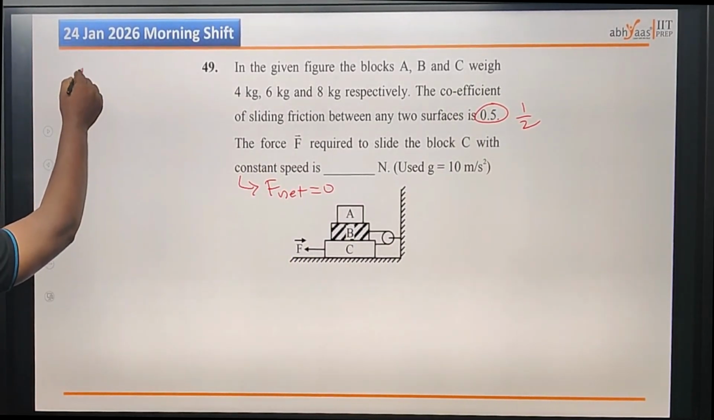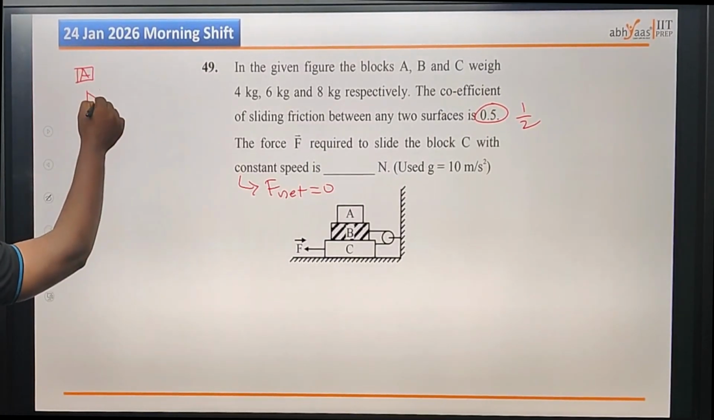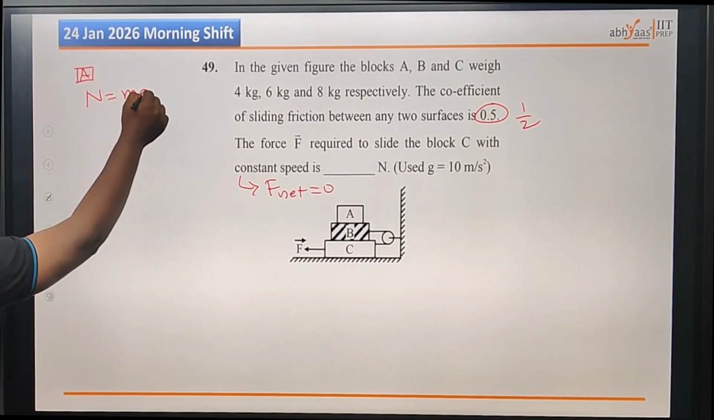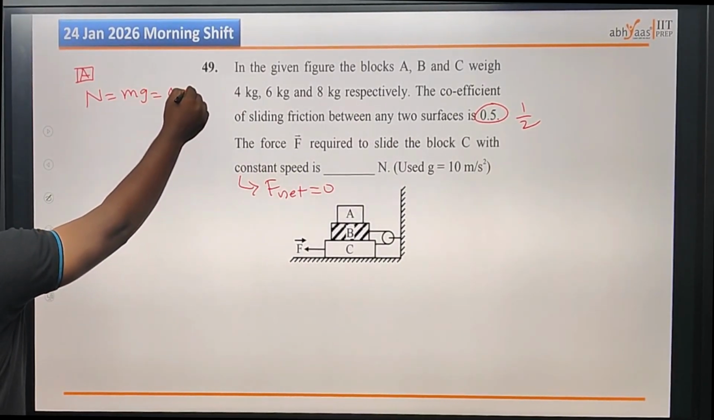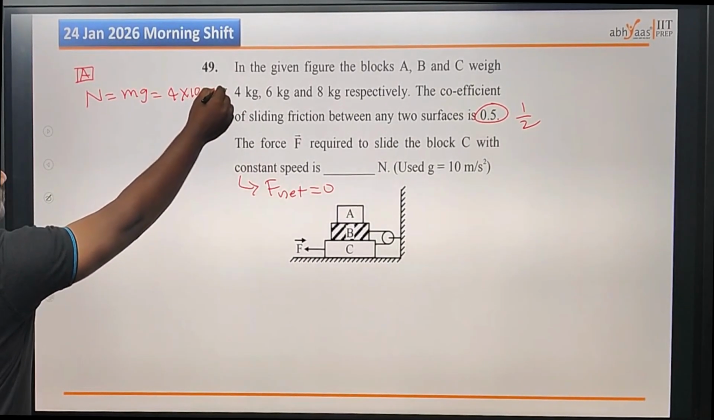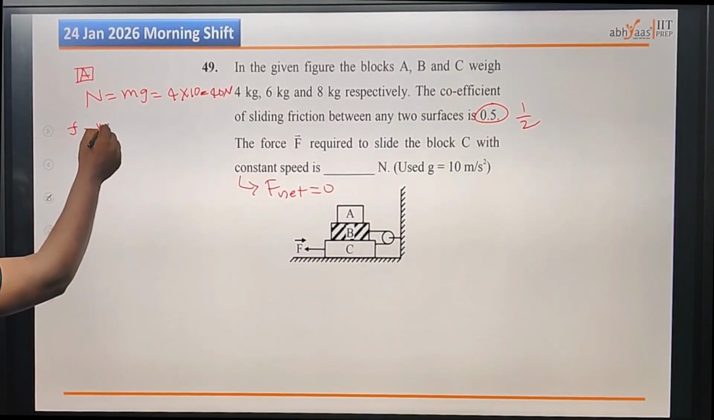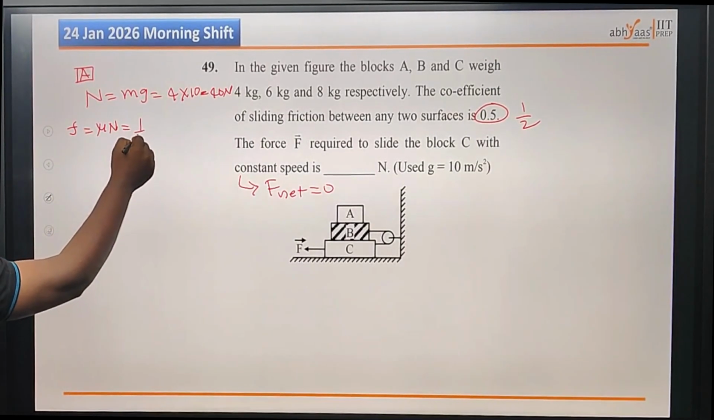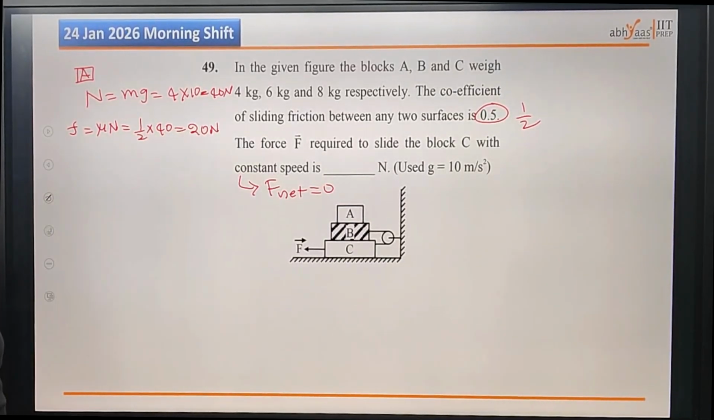For block A, what do you have to take? N can be written as M into g. What is the mass here? 4 into 10, you can simply write 40 Newton. What is sliding friction? Mu into N. What is mu? Half into 40. You will get 20 Newton.